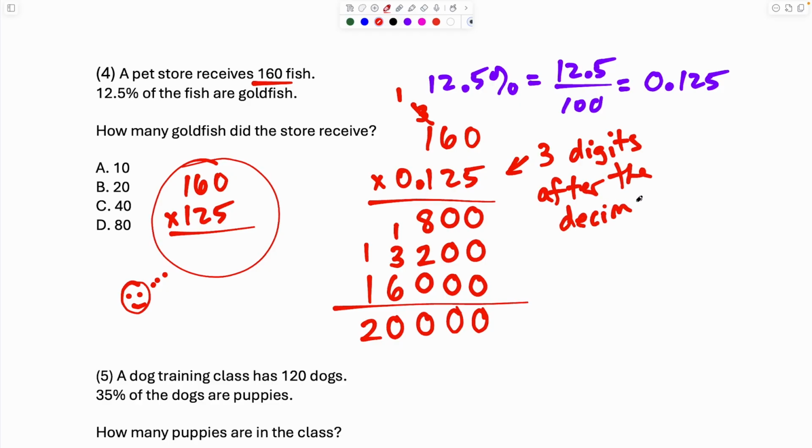So when we worry about where do we place our decimal when we're done, we're going to move this decimal here at the end 3 spaces to the left. So we're going to get 20. Okay, so this is where we're going here.